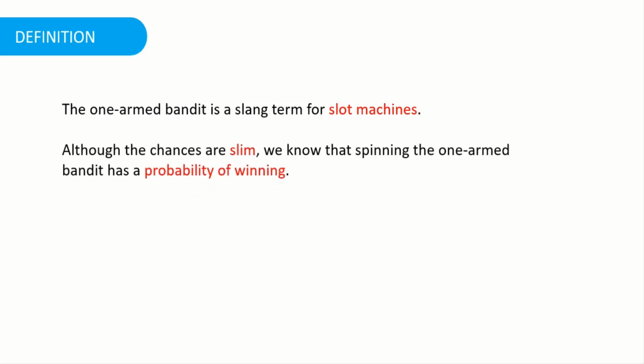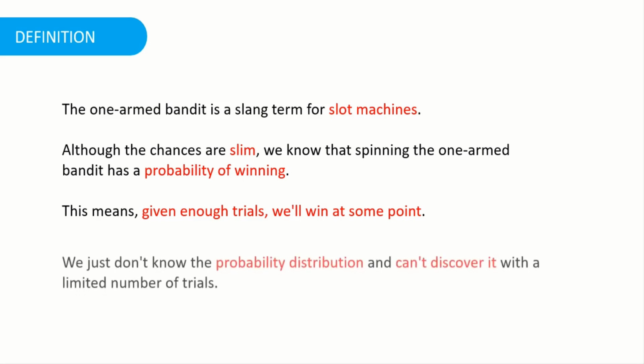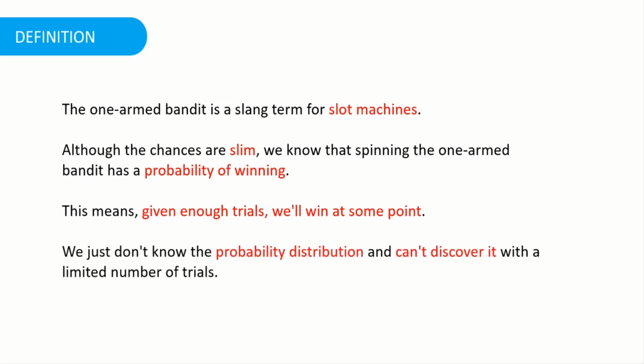So now let's look at the definition of single arm bandit. The one arm bandit is a slang term for slot machines. And although the chances are slim, we know that spinning the one arm bandit has a probability of winning. This means given enough trials, we will win at some point. We just don't know the probability distribution and can't discover it with a limited number of trials.